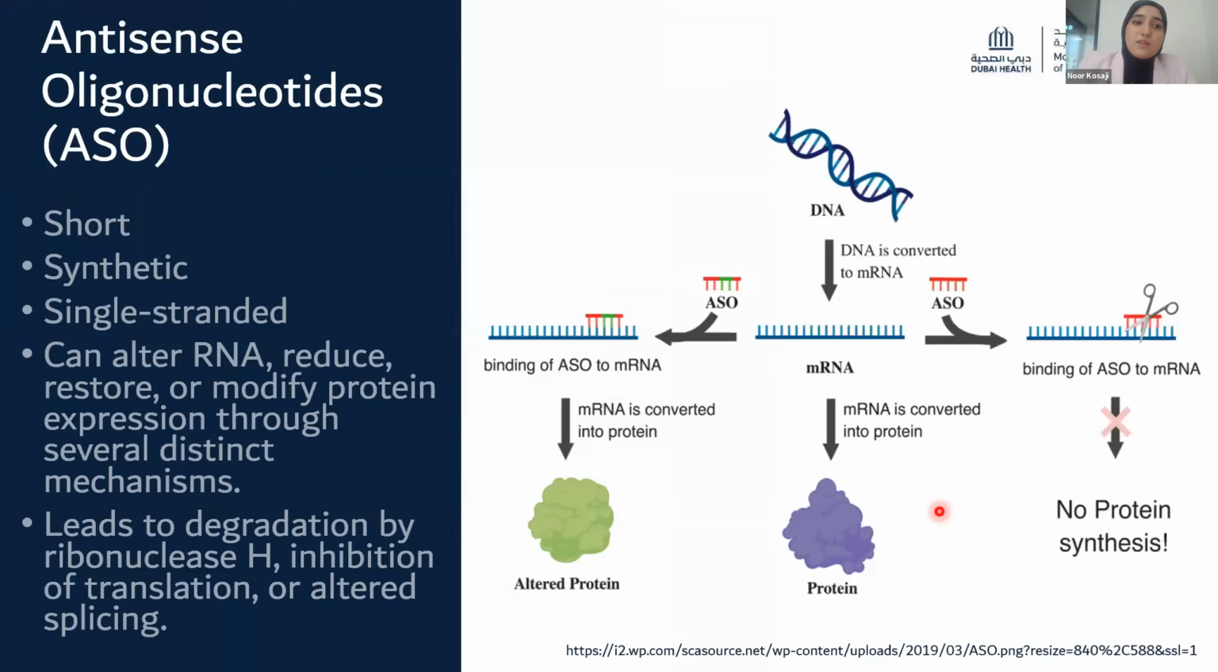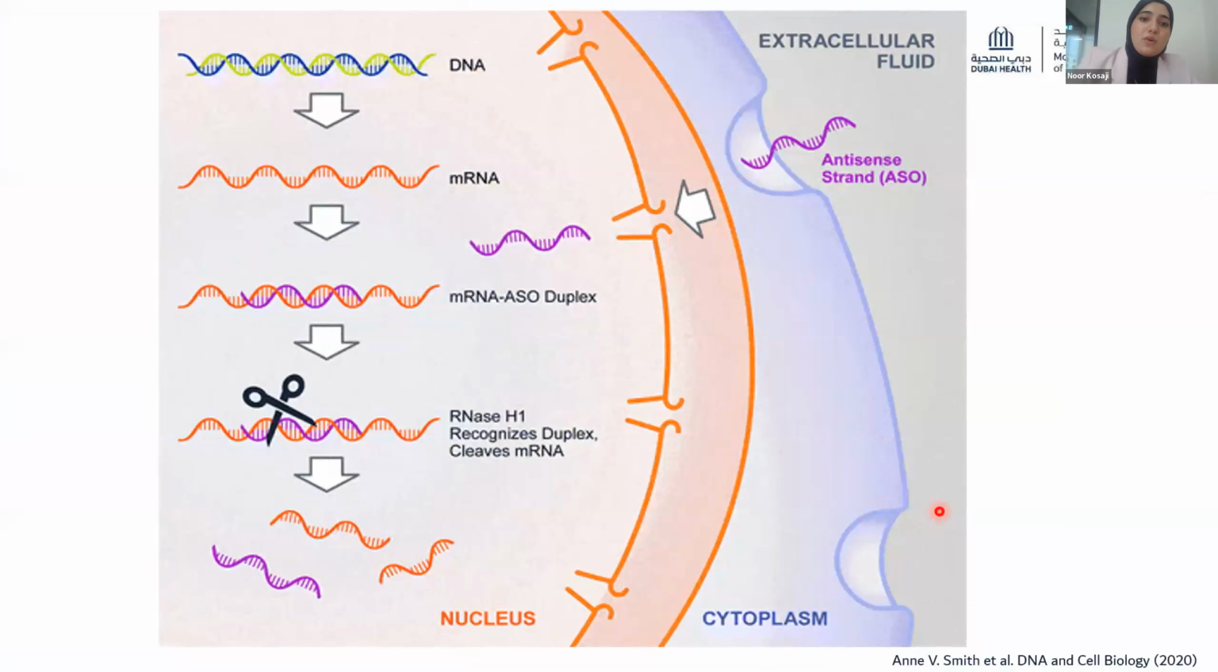Now, antisense oligonucleotides are short synthetic single-stranded molecules that, contrary to the traditional methods, classic gene editing methods, which target DNA, or drugs which target the proteins, target the mRNA, either altering the protein produced or completely stopping the synthesis of that diseased protein. So the ASO enters the nucleus and merges with the mRNA, forming an mRNA-ASO duplex, after which the endonuclease enzyme RNase H1 recognizes that duplex and cleaves it, having the desired effect of either altering the protein or completely stopping the production of that protein.